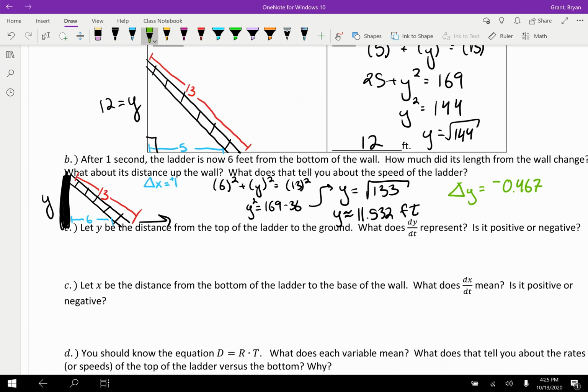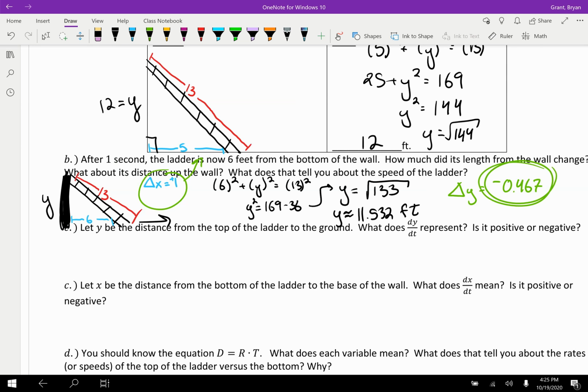Now, what does that tell you about the speed of the ladder? That's a really fascinating question here. Well, maybe we can think that this change in x, this changed by 1, but when we changed the base by 1, you might have expected the height to change by 1. Did it? Well, no, the height changed by negative 0.467. The height didn't change as quickly. When the x changed by 1, the height only changed by close to about 0.5. And to me, this was mind-blowing.